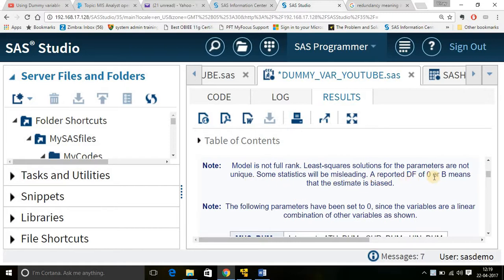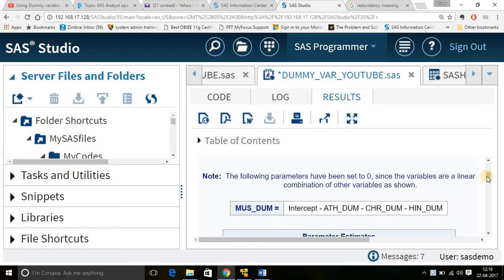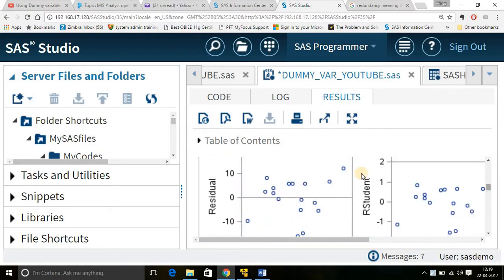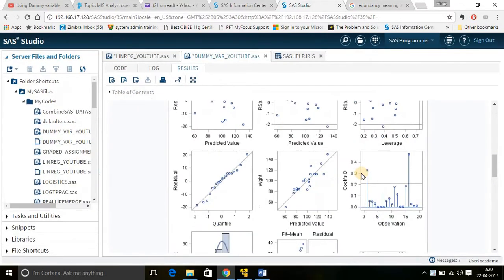A reported degrees of freedom equal to 0 means that the estimate is biased. It is simply telling us that our estimate is biased. We on purpose kept 4 dummies instead of 3, so that is why these kind of results are given by SAS. See, the Muslim dummy can be described by intercept minus atheist minus Christian minus Hindu. So this is why we'll have to drop one dummy variable. And how will we do that? We'll see that in a while.